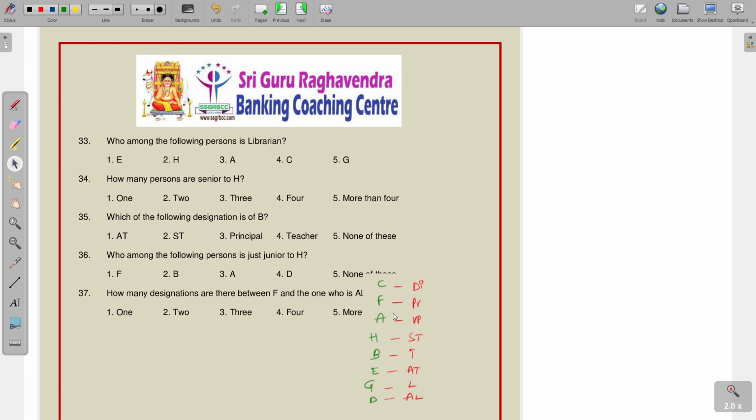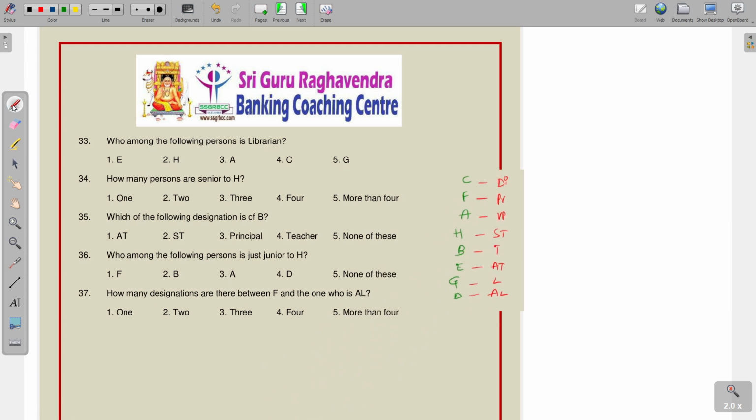Let's move on to the questions. See the first question, question number 33. Who among the following persons is a librarian? G is the librarian. How many persons are senior to H? 1, 2, 3. There are 3 persons senior to H. Which of the following designations is B? B is the teacher. Who among the following persons is just junior to H? Just junior to H is B.